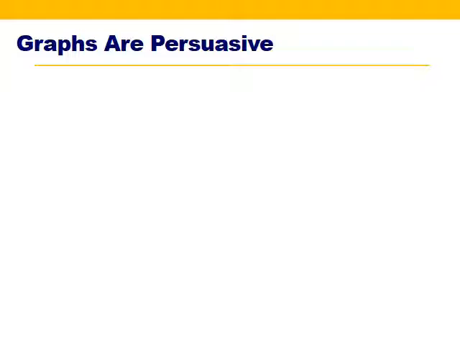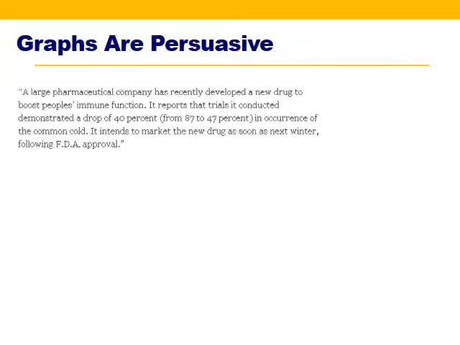There was an experiment done a few years ago where half of the people in this experiment were given the following paragraph to read about the effectiveness of a new drug. If you read this paragraph, it says that this drug has been tested and it dropped cases of the common cold by 40%, from 87% to 47%. After people read this paragraph, they were asked whether they believed that this drug was truly effective.